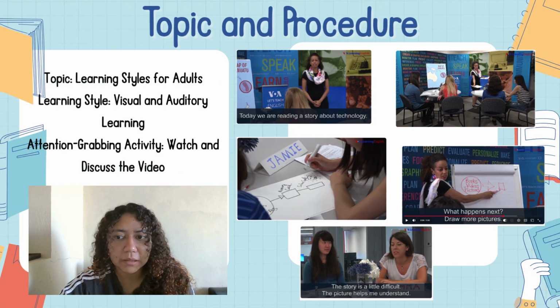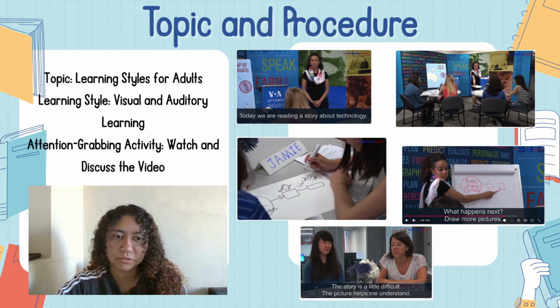Okay, the topic is learning styles for adults. This activity mainly belongs to the visual learning style because students learn by watching images, diagrams, and information present in the video. It also includes elements of the auditory learning style because students listen to explanations and participate in discussions.